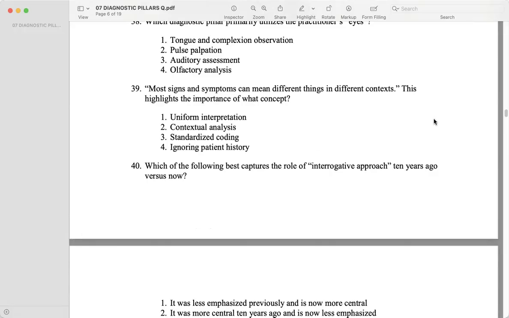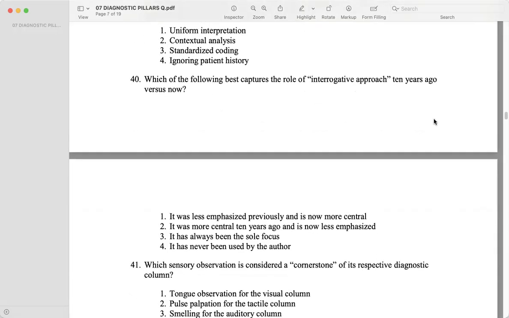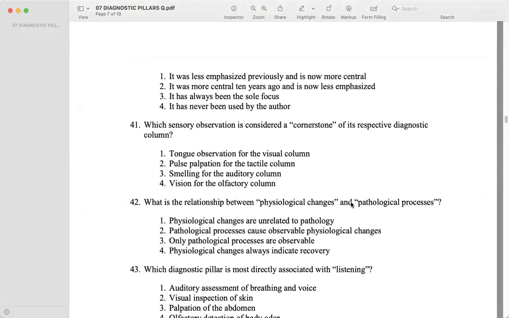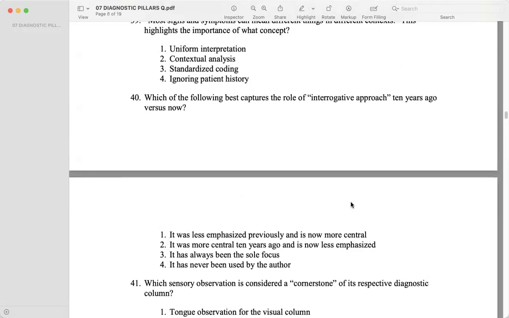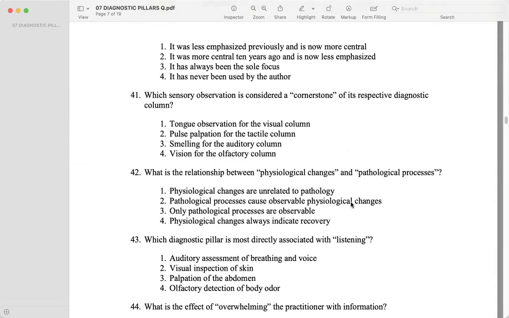This highlights the importance of what concept? Contextual analysis. Which of the following best captures the role of the interrogative approach 10 years ago versus now? It was more central 10 years ago and is now less emphasized. True. Because we rely so much on technology now, no? So I think you need to make a balance there.